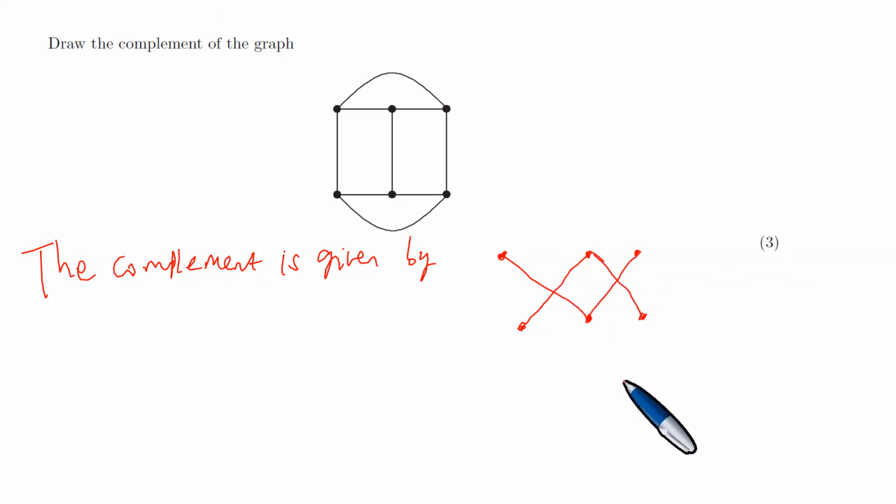Okay, now more edges. For instance, we've drawn an edge here, but there was no edge there as well, so we can draw an edge here. Similarly, we have an edge here, we can draw another edge here. Let me see now. Anything else?